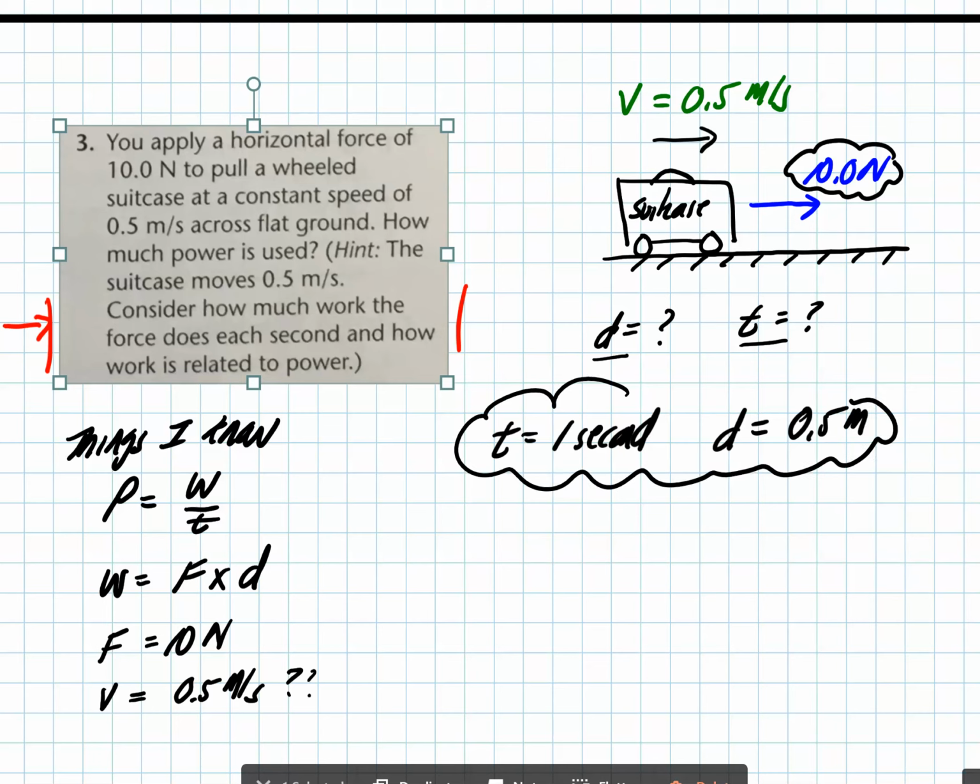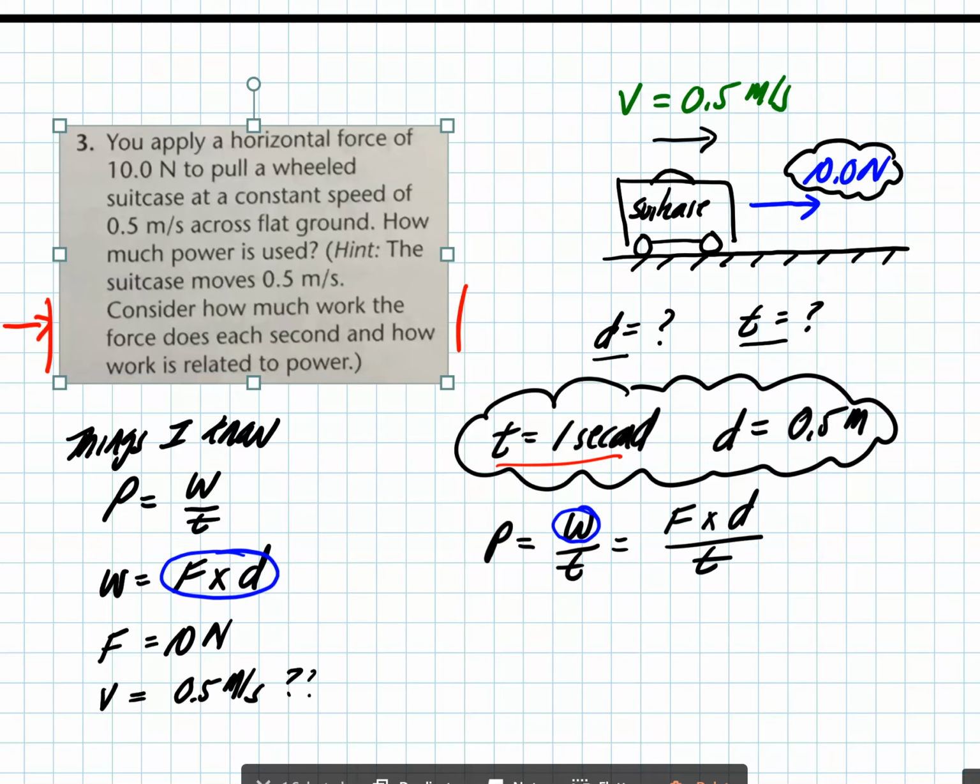So thank you, hint. That is going to be how I'm going to approach this. So now I know time. Now, we're not saying that, oh, it only went for 1 second, but every second it goes half a meter. So let's do it. Power equals work divided by time, which we've done this process a couple times already. Since work is force times distance, I'm going to replace this work with force times distance over time.